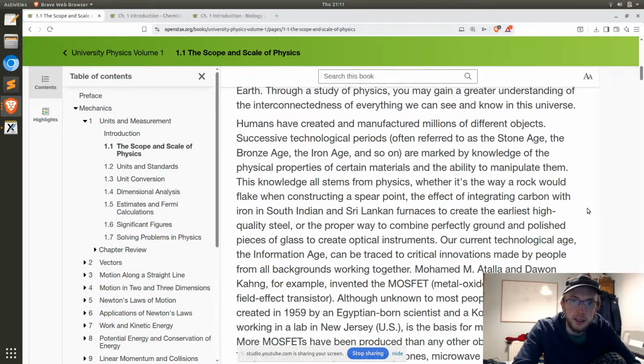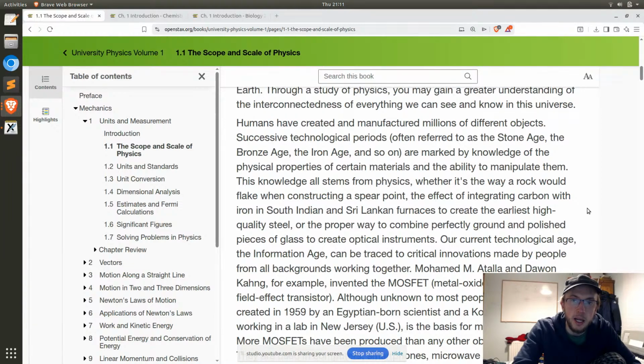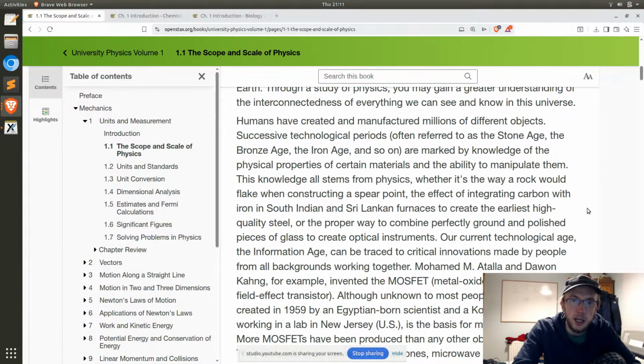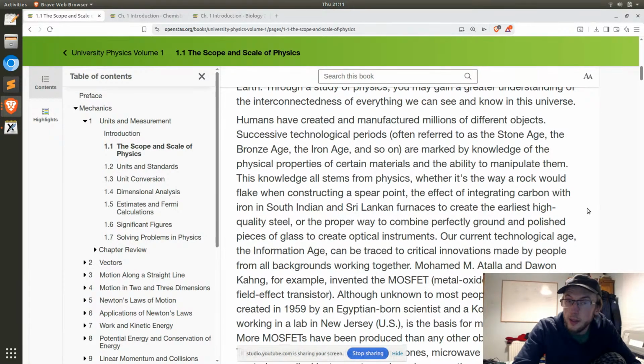Humans have created and manufactured millions of different objects. I just read last night, for example, that there's over 1.6 billion cars in the world. And the number of transistors, it's some stupidly huge number. I forget how many zeros it is.